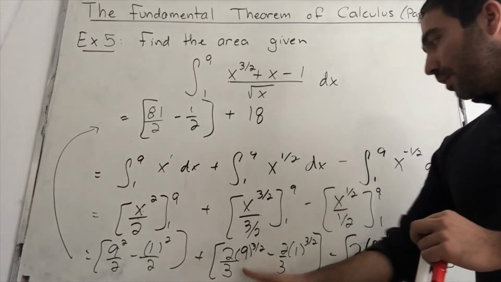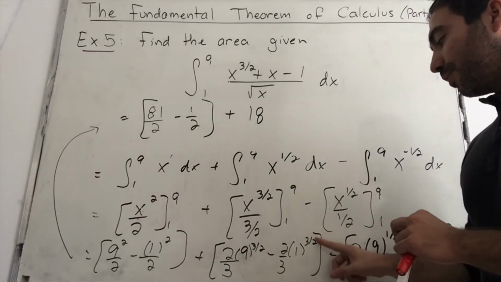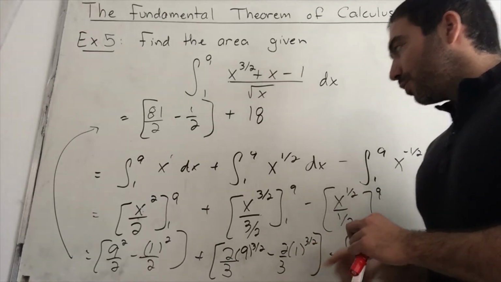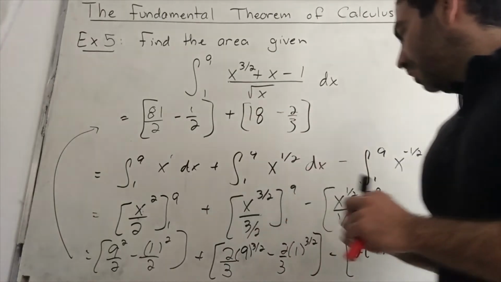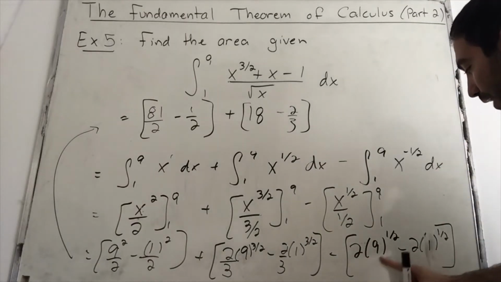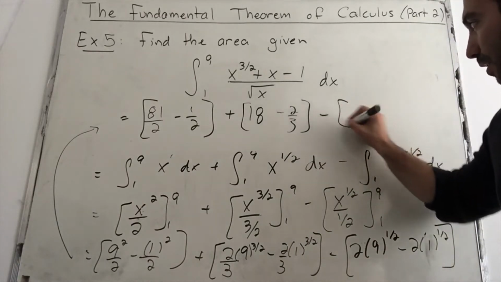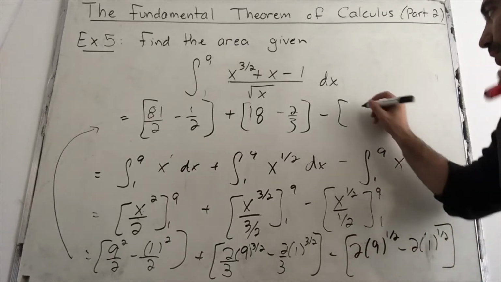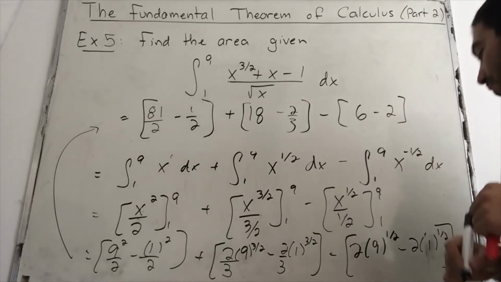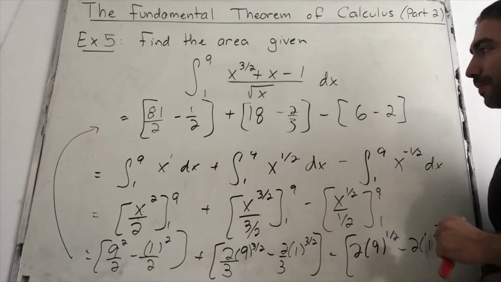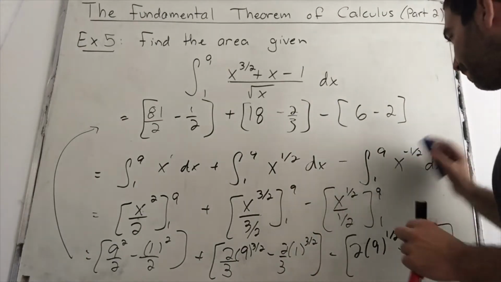So that one's done, and then we have minus 2/3, 1 to the 3/2. The 1 to the 3/2 stays as 1, so we just subtract 2/3. And then over here, what do we have? We have 9 to the 1/2, so it's separated by a minus. 9 to the 1/2 is 3, 2 times 3 is 6, minus 2 times 1 to the 1/2, which is just 2. Okay, so let's go ahead and simplify this.